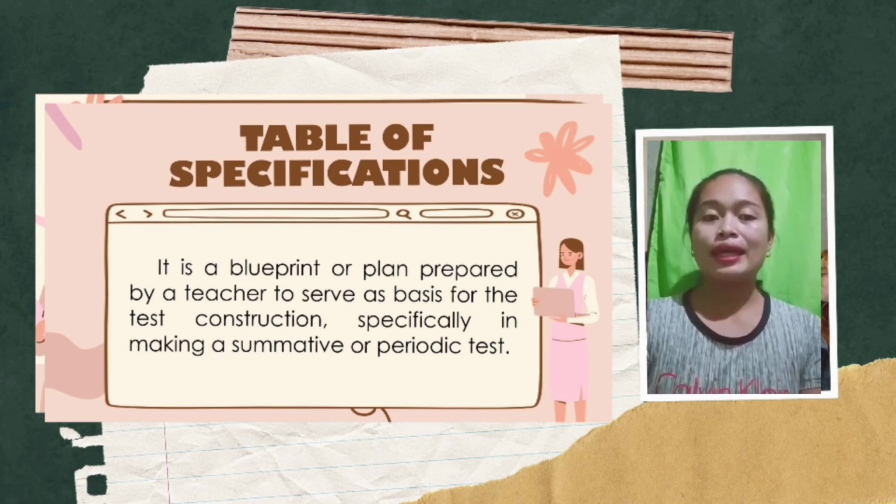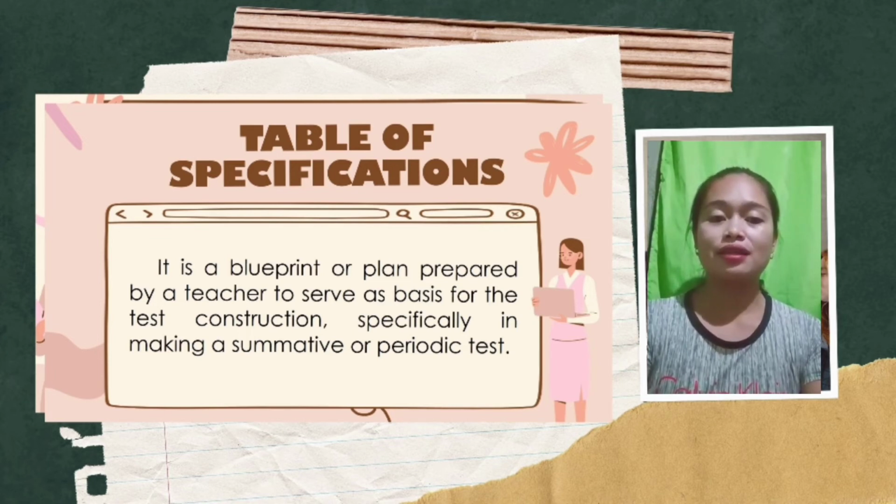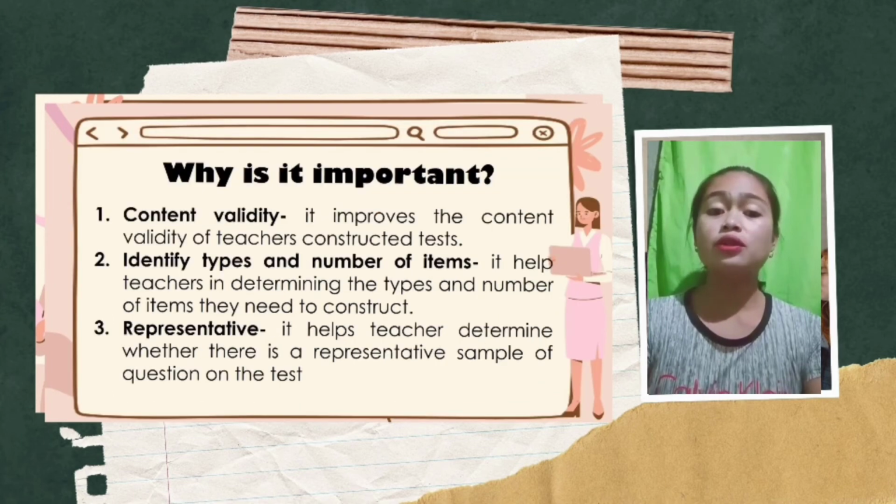So, it is a print or plan prepared by a teacher to serve as the basis for test construction, specifically in making a summative or periodic test. This is the guide of the teacher to give any kind of test to their students. By giving tests to the students, it is better to have a complete plan and exact content. Why is it important to have content validity? It improves the content validity of a teacher-constructed test.